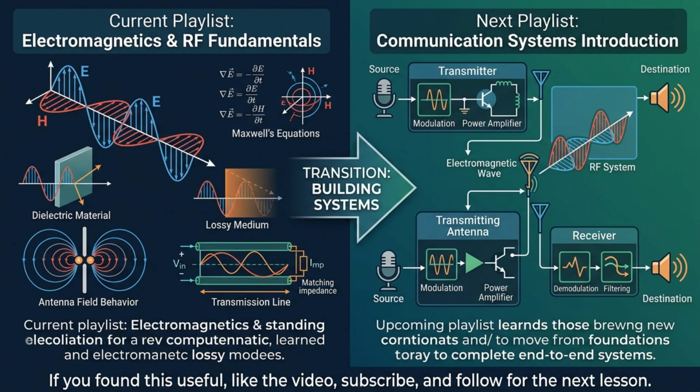In this playlist, we learned how electric fields and magnetic fields interact to create electromagnetic waves, how those waves propagate through different media, and how they carry energy and information through RF systems. We explored Maxwell's equations, wave propagation, polarization, reflection, refraction, standing waves, impedance, power flow, material properties, losses, and antenna field behavior. In the next playlist, Communication Systems Introduction, we will build on these foundations and learn how complete RF communication systems transmit information from a source to a destination.